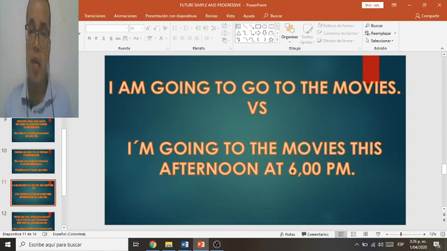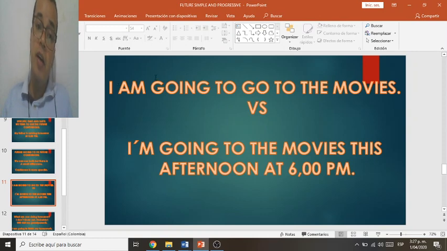They are pretty similar. Let's take a look at the structure again. Going to, as I was saying before: subject, verb to be, remember. No verb to be, no future going to. Verb to be plus going to plus the verb. I need to be specific with this. Después de going to siempre va un verbo. Because going to is not a verb, it's an auxiliary. I am going to go to the movies. So go is the verb.